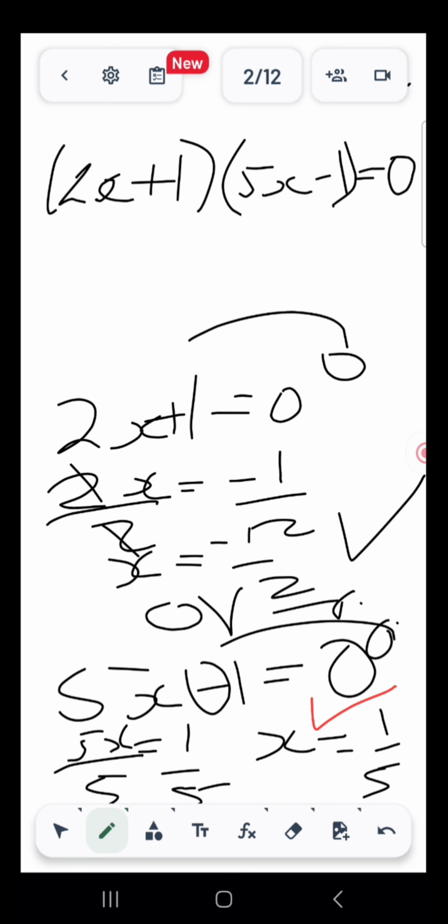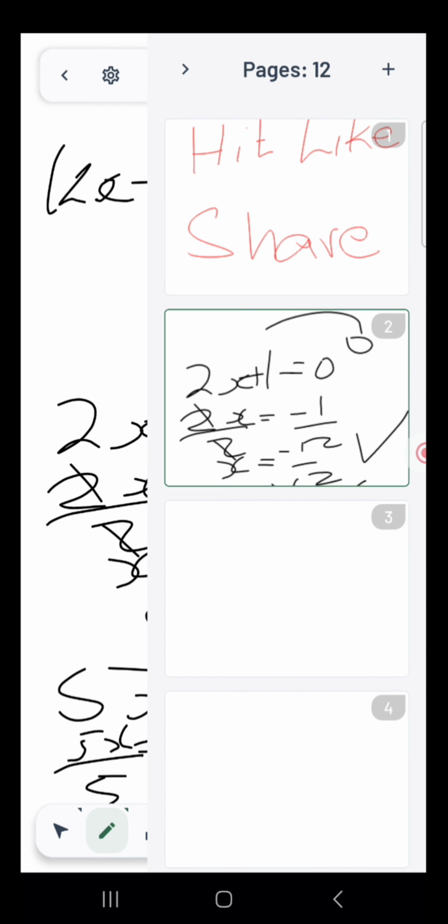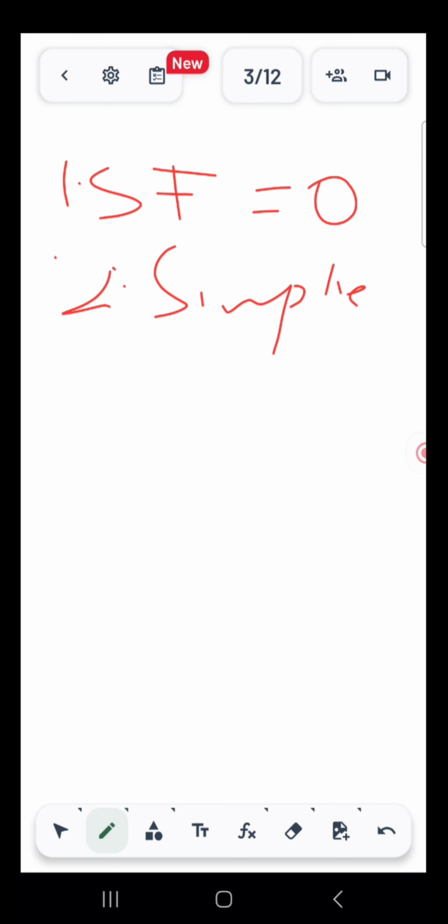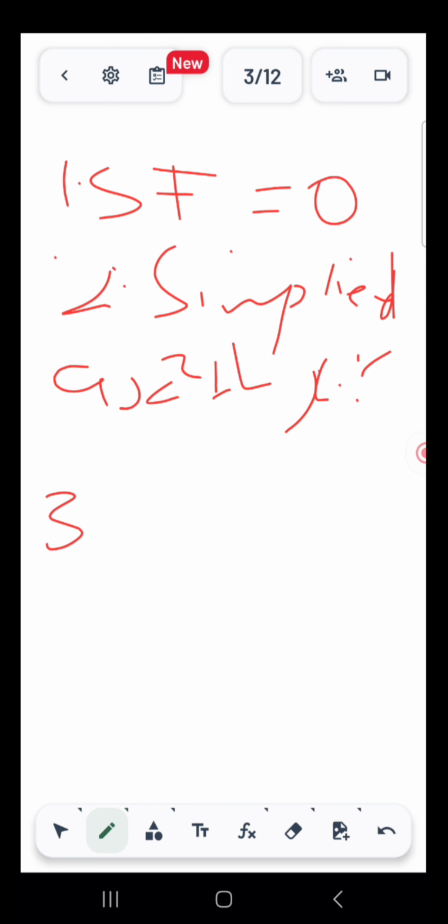So the important thing, Lana, is to make sure you meet the principles, because I'll be using them over and over. Number 1, it must be in standard form, meaning it equals 0. Number 2, it must be simplified, meaning it must have a, b and c: ax squared plus bx plus c equals 0. That's simplified. Number 3, it must be factorized.